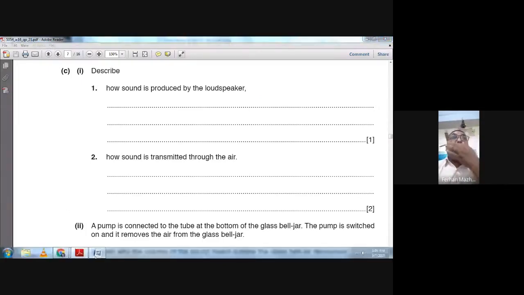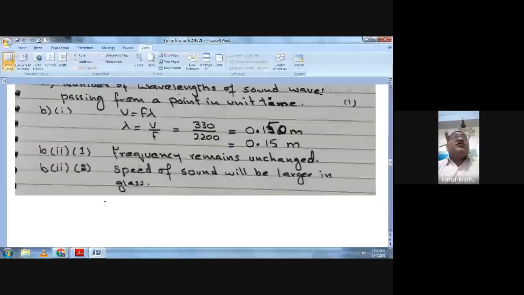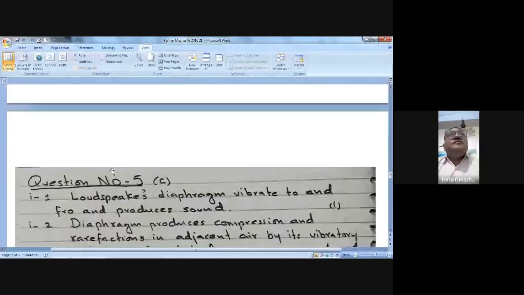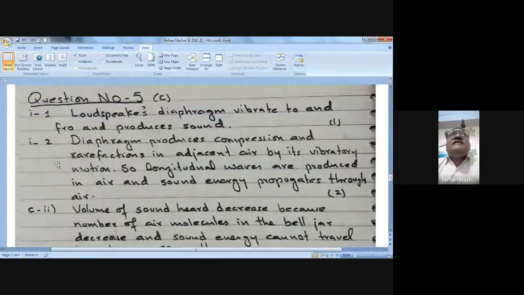Let me read it from there also. Question C, first part: the loudspeaker's diaphragm vibrates to and fro and produces sound. You know, to produce sound, it is a condition that the source which produces sound should vibrate. So the diaphragm of the loudspeaker will vibrate to and fro, and by its vibration the sound is produced.